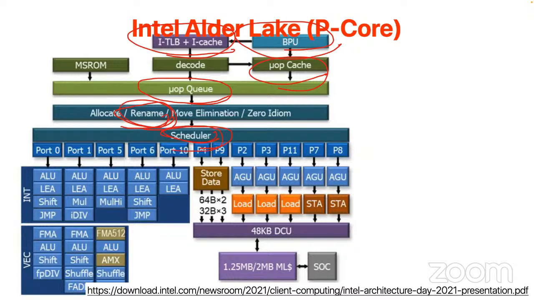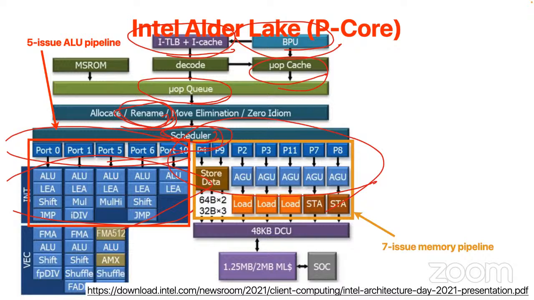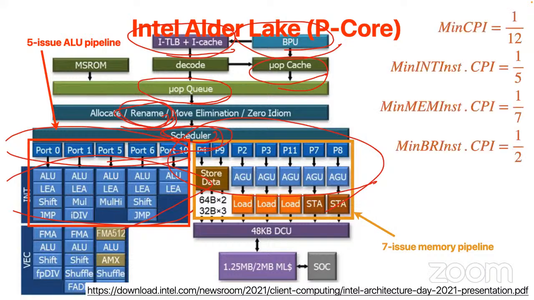As you can see for this pipeline, they have 5 ports connected to the integer ALUs, so they can issue 5 integer instructions at the same time. Also here, 5 ALU instructions at the same time. And here they have 7 ports for the memory operations, so they can issue 7 instructions in memory. So what you can imagine is that if you have a good mix of instructions, and they don't have data dependency at all, by default you can execute 12 instructions in the same cycle.